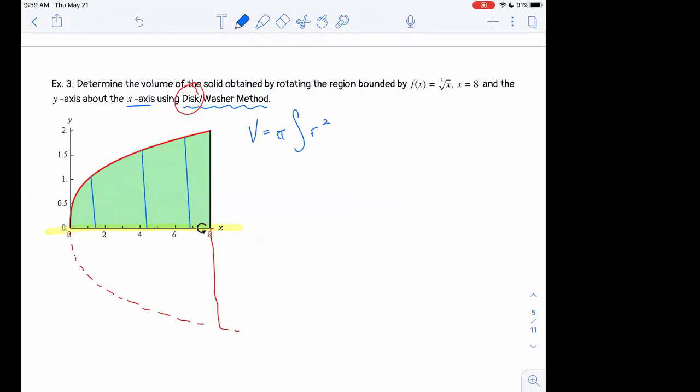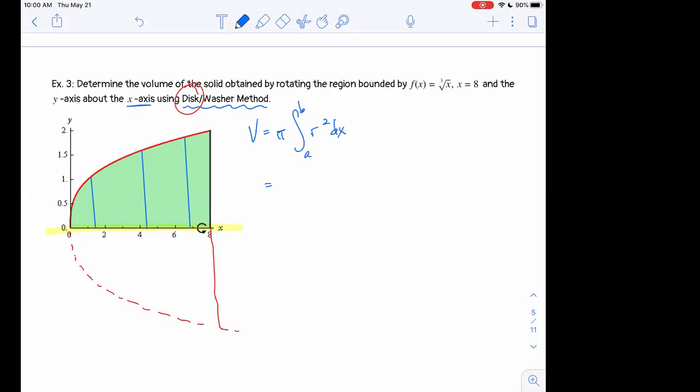Okay. And that just means I don't have to worry about an outer radius and an inner radius because there's no hole, okay? Now, in this case, do I use dx or dy? dx. dx, good, because all of these blue lines are stacking along the x-axis, all right? That means I need an x value for my a and an x value for my b, okay?